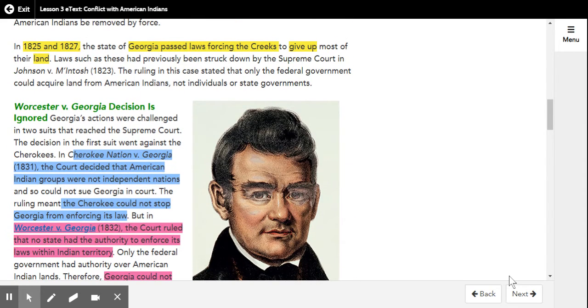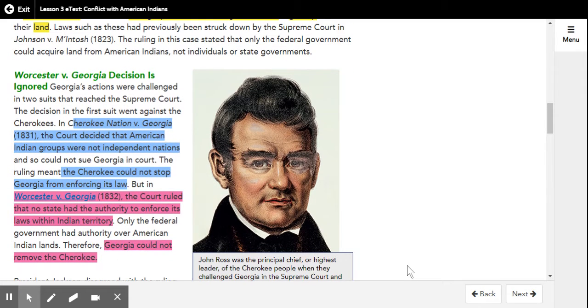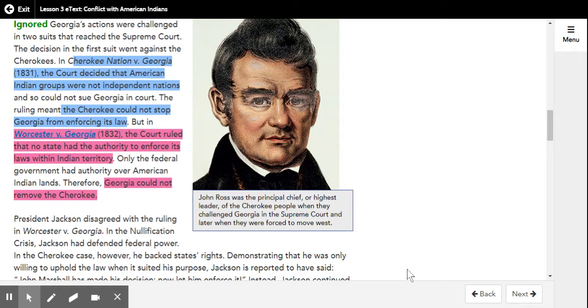The decision in the first suit went against the Cherokees. In Cherokee Nation v. Georgia, 1831, the court decided that American Indian groups were not independent nations, and so could not sue Georgia in court. The ruling meant the Cherokee could not stop Georgia from enforcing its law. But in Worcester v. Georgia, 1832, the court ruled that no state had the authority to enforce its laws within Indian territory. Only the federal government had authority over American Indian lands. Therefore, Georgia could not remove the Cherokee.